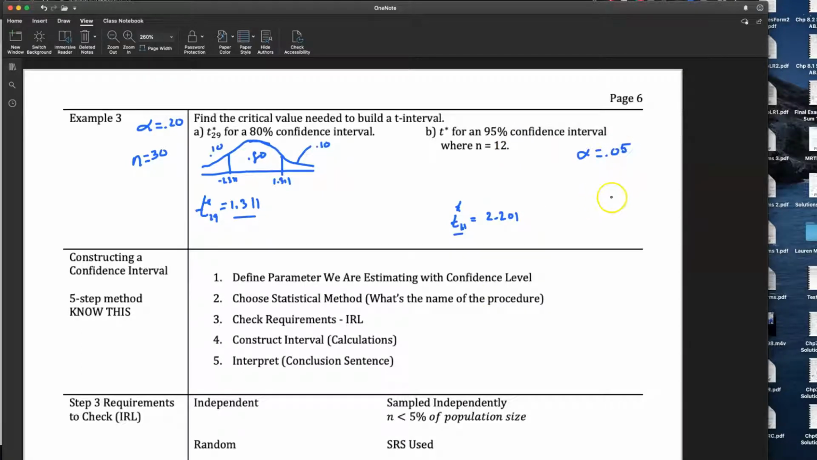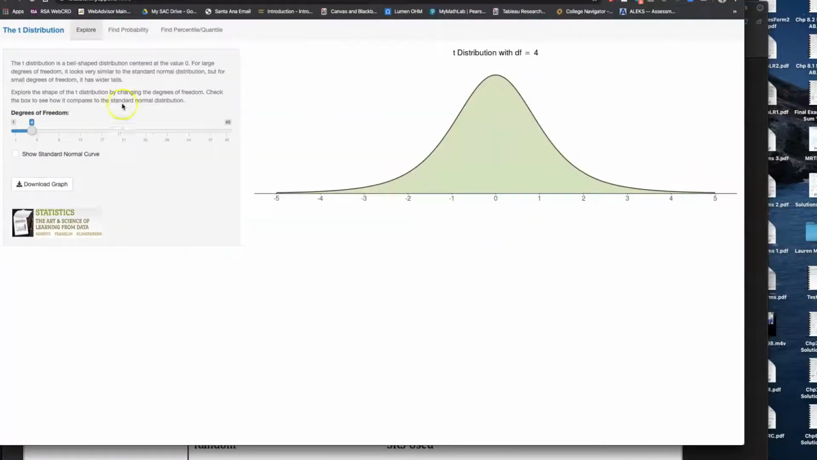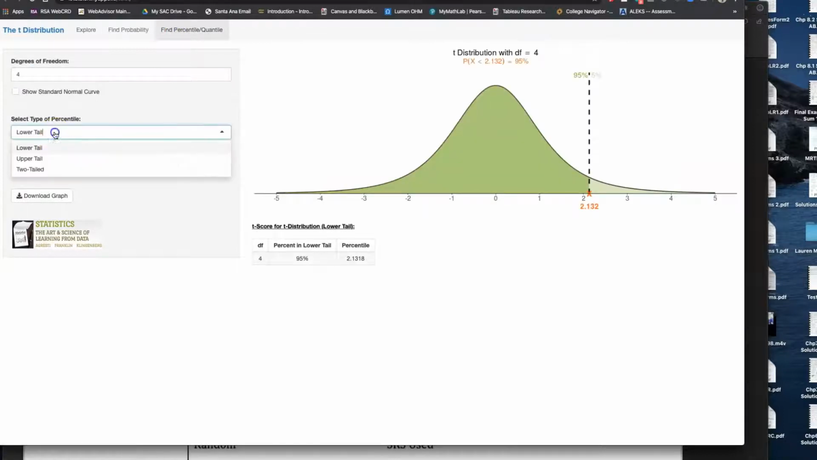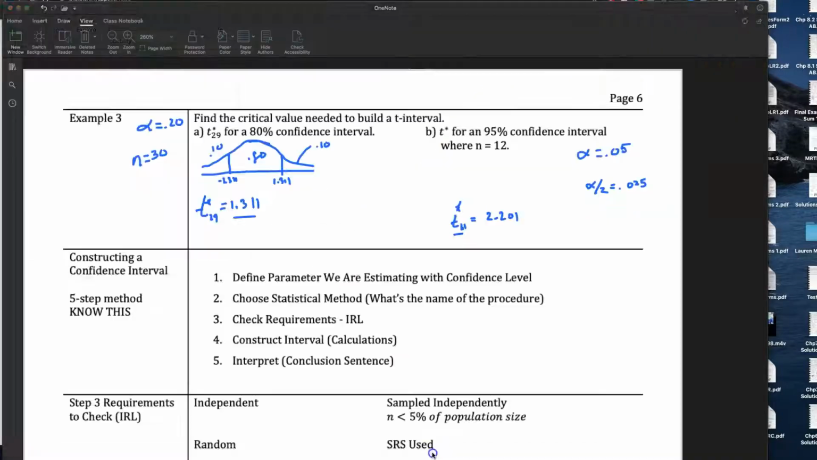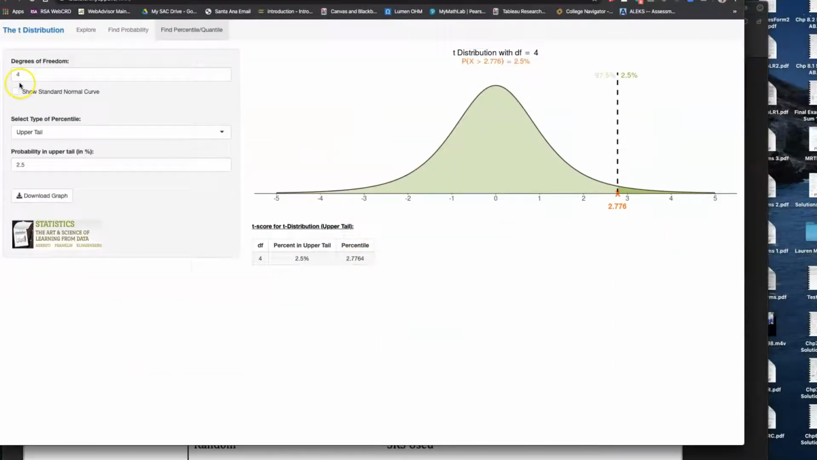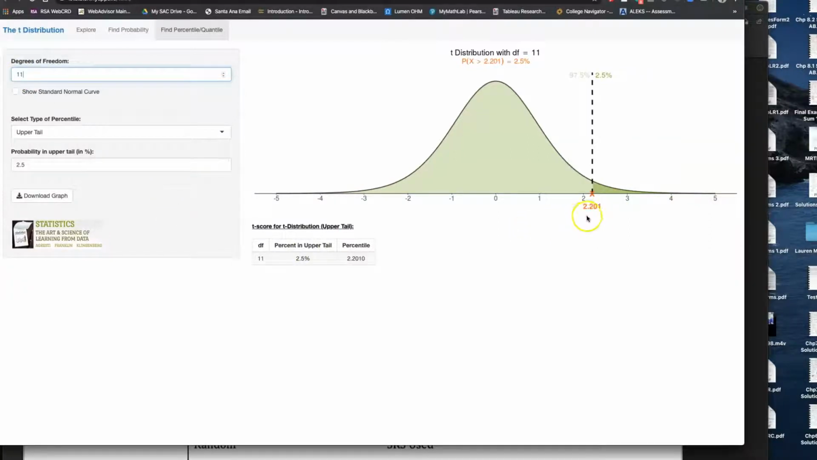If we cut that in half for the two tails, alpha divided by 2 is 0.025, or 2.5%. We want the right tail, with 2.5% in there. You can see the answer we get here. Oh, my bad. Let's do this again. We have to change the degrees of freedom. That was 11, and so there is our 2.201 right here. That's where you get that. Don't forget the degrees of freedom, like I almost did.